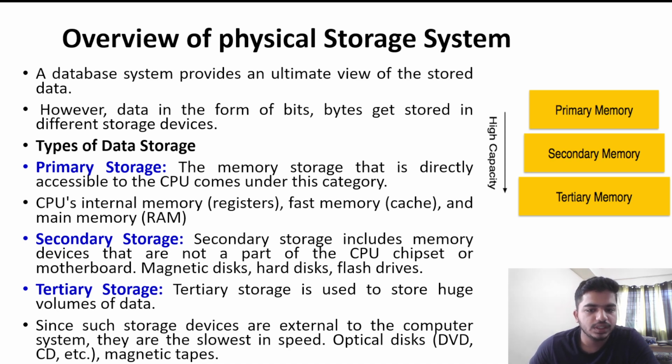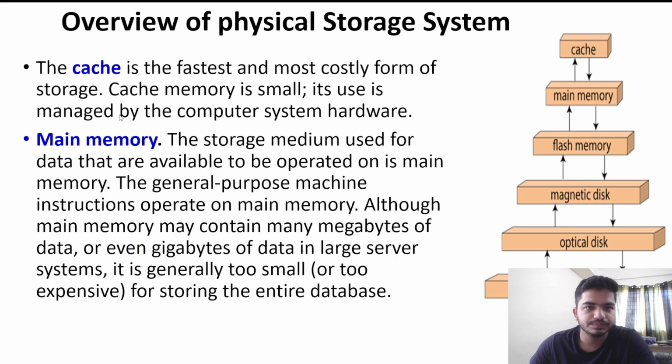And tertiary storage is used to store huge volumes of data. When the volume of data is too huge, we use tertiary storage. Since such storage is external to the computer system, it is the slowest in speed because we have to fetch data from another physical device. And the cache is the fastest and most costly form of storage. Cache memory is small, but its latency is very low.